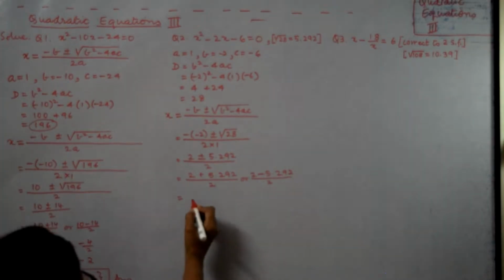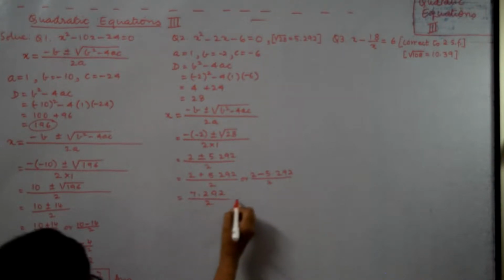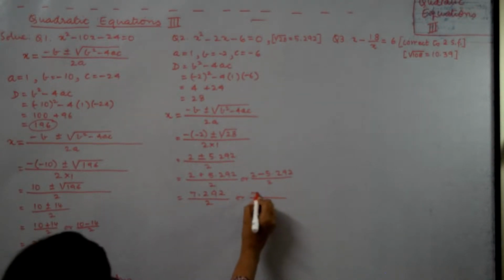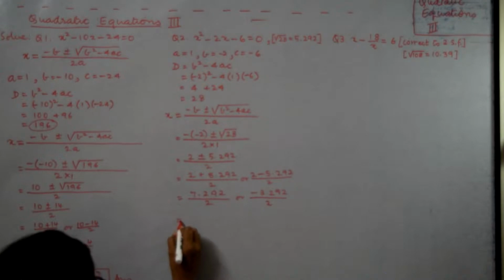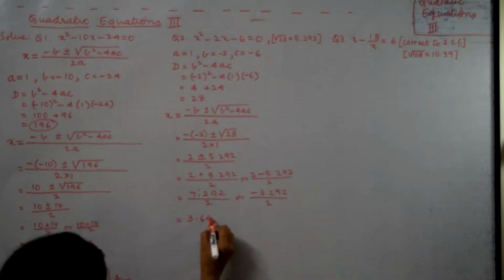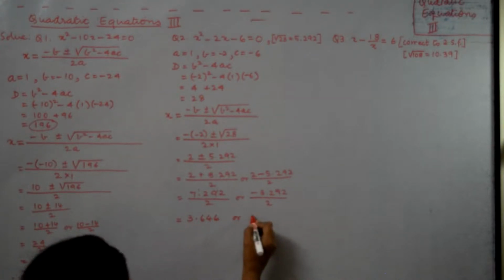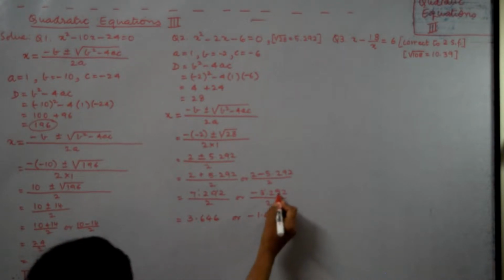That will give us 7.292 upon 2 or minus 3.292 upon 2. Now let us divide by 2. 2 3s are 6, remain 1. Decimal point, we will write 2 6s are 12, 2 4s are 8 remain 1, and 2 6s are 12. Or here it will be minus, 2 1s are 2 remain 1, put decimal point, 2 6s are 12, 2 4s are 8 remain 1, and 2 6s.